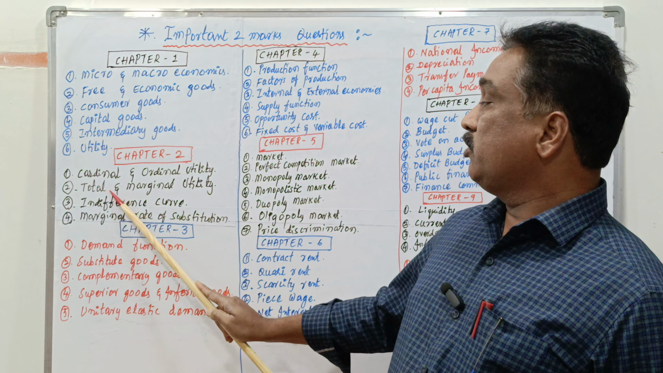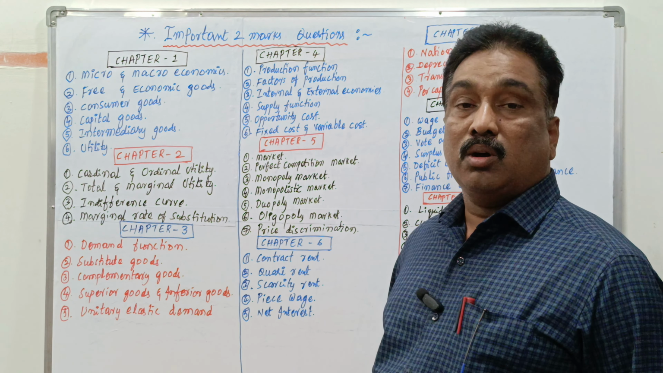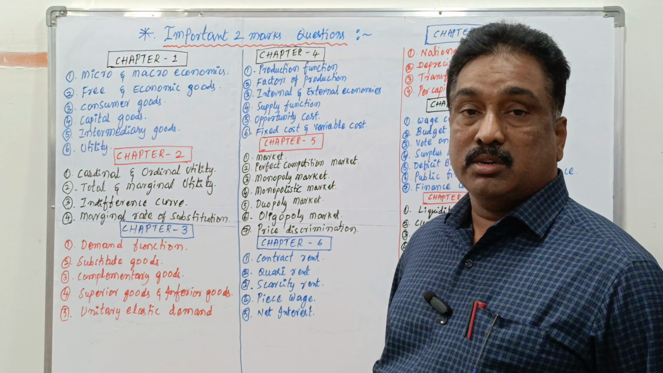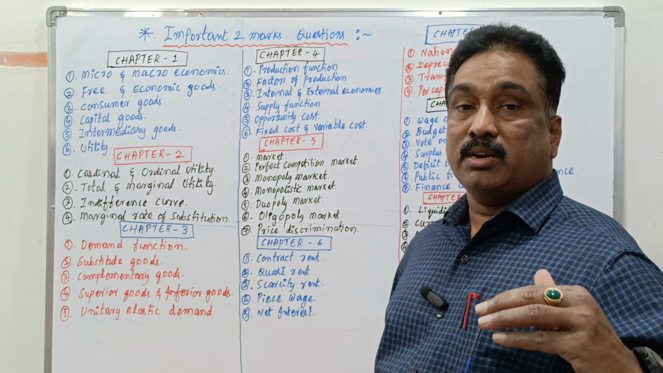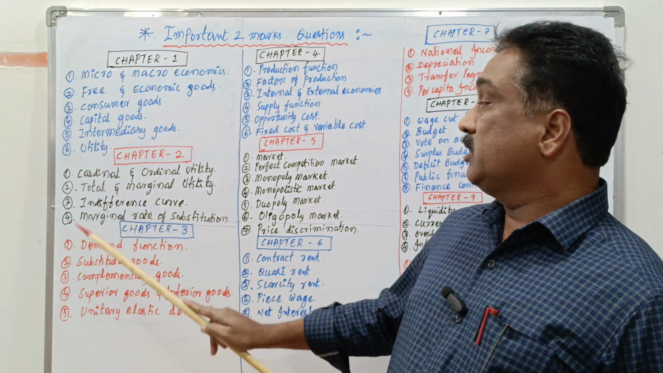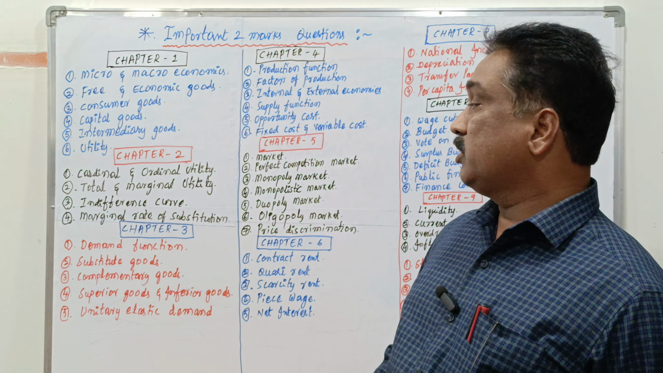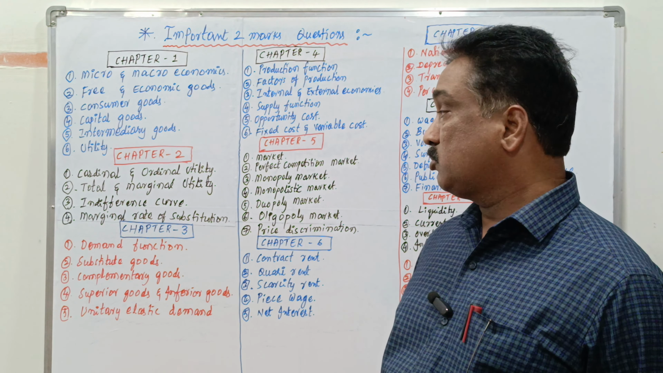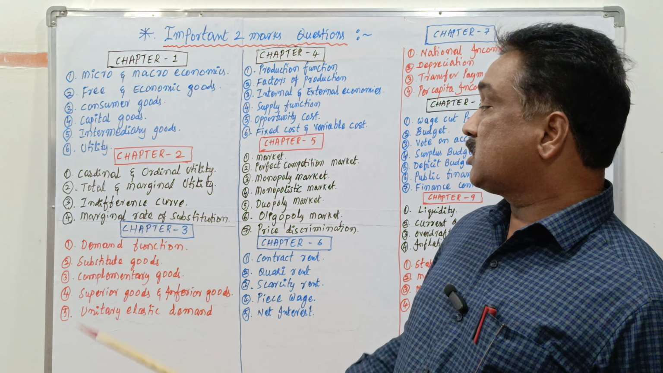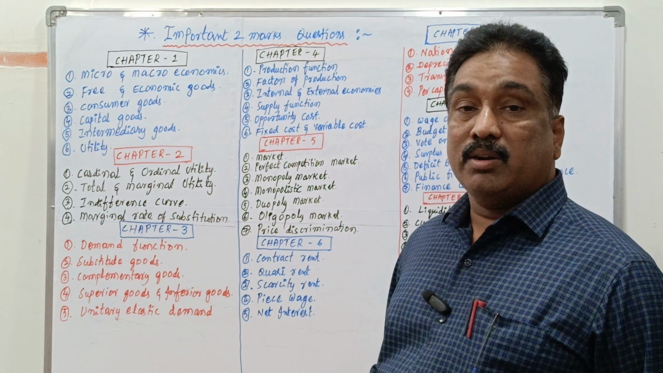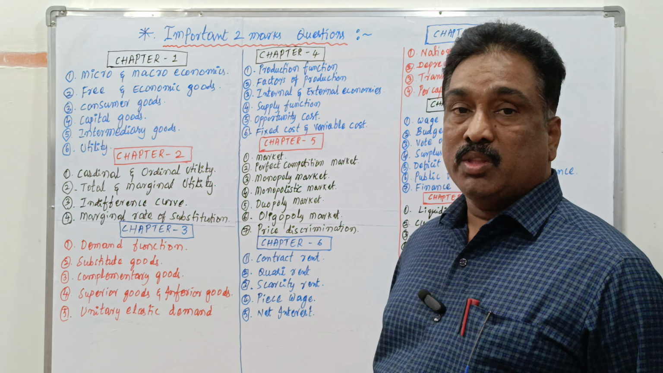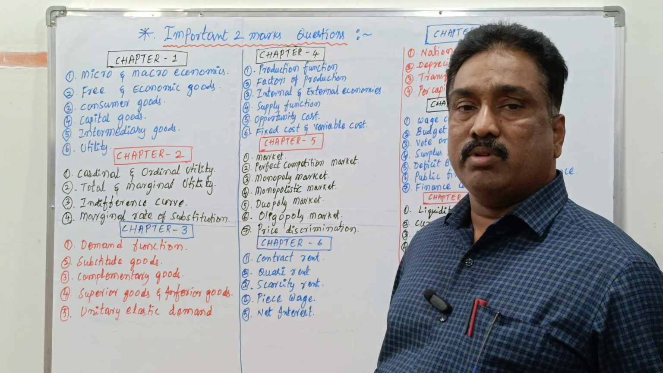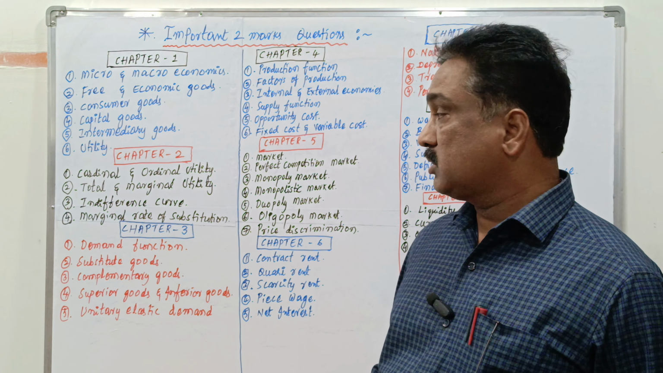And what are total utility and marginal utility? Already in the law of diminishing marginal utility topic, I clearly explained the equation, the definition, and what total utility and marginal utility are. That is also important for two marks purpose. And indifference curves: what is indifference, what are indifference curves, what is an indifference map. Any one of them can be asked for two marks.